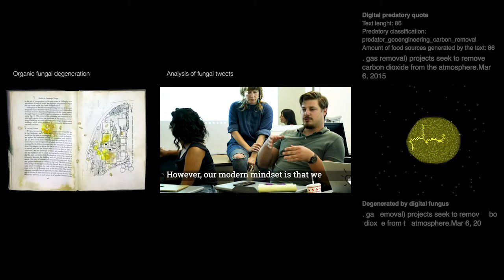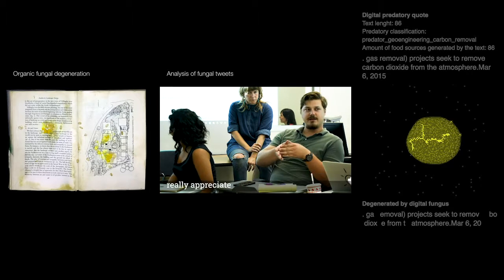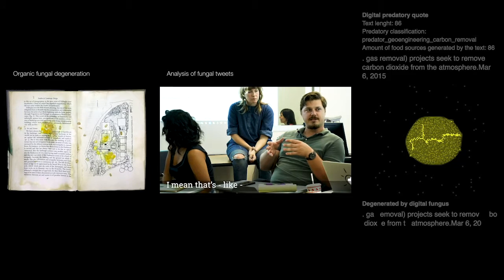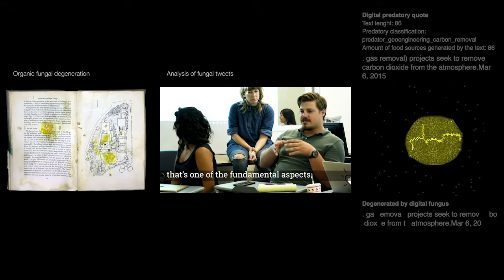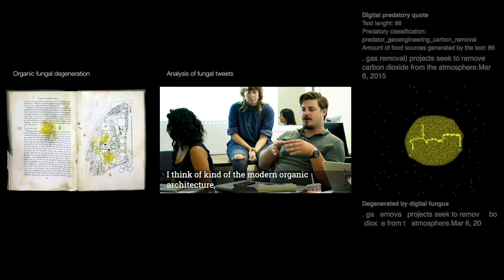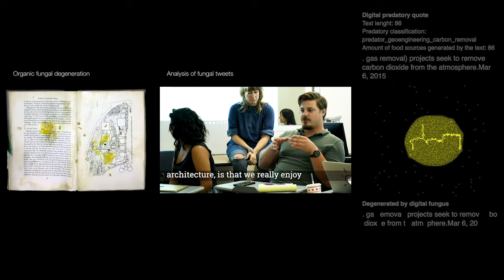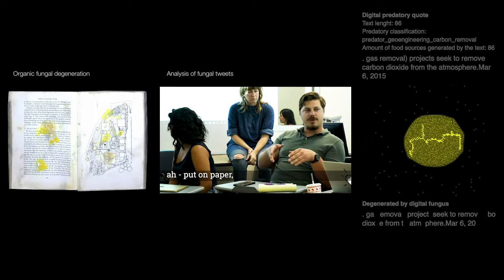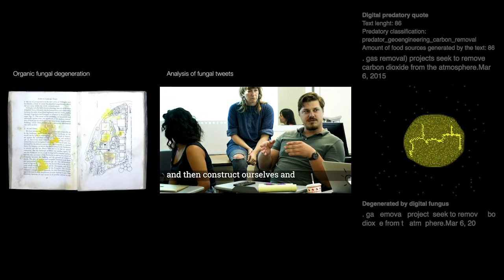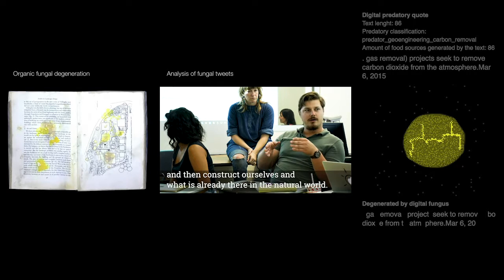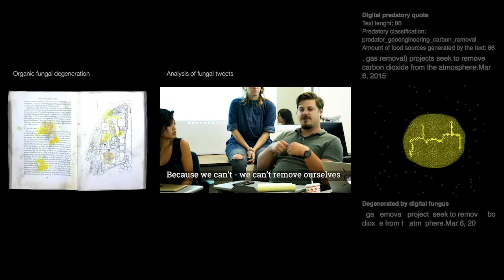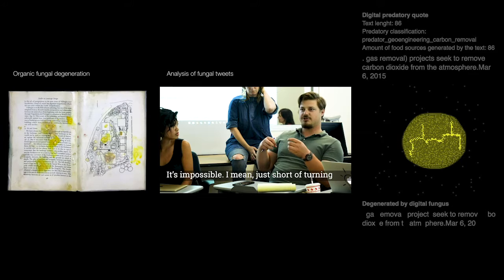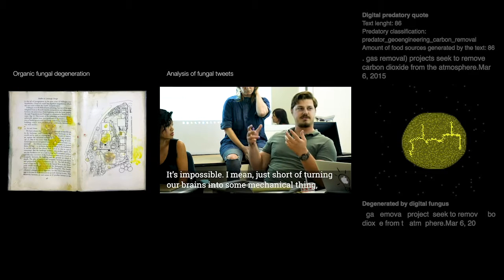However, our modern mindset is that we really appreciate that melding of the lines between the Parthenon itself and the rock of the Acropolis. I think that's one of the fundamental aspects of modern organic architecture, that we really enjoy those seamless lines between the things that we create, put on paper, and then construct ourselves, and what is already there in the natural world. Because we can't remove ourselves entirely from that connection with nature. It's impossible, short of turning our brains into some mechanical thing, you know.